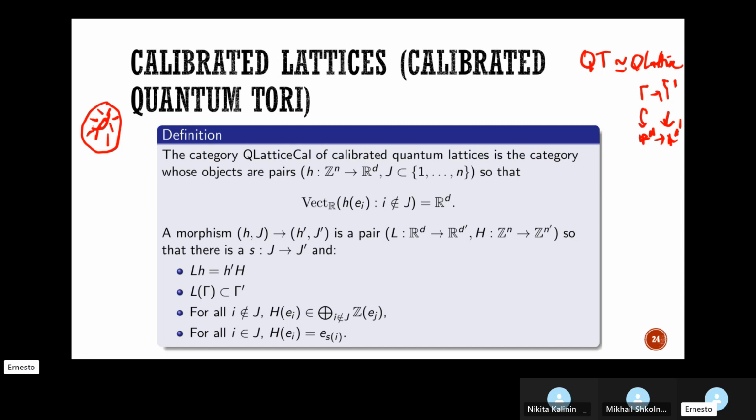So let's see. What is a calibrated quantum lattice? A quantum lattice was just a finitely generated group of Euclidean space. A calibrated quantum lattice is an h from Z^n to R^d, and this sends each one of these vectors to essentially the generators of gamma. A little bit more, I'll explain. But essentially, think, at first level of approximation, the whole point is that gamma is the image of H.